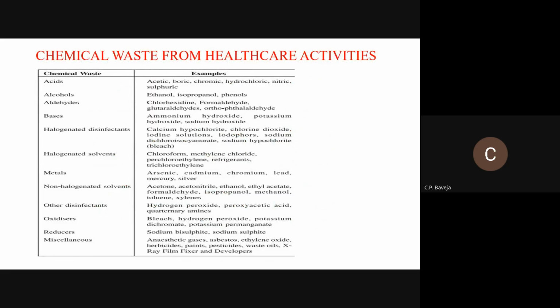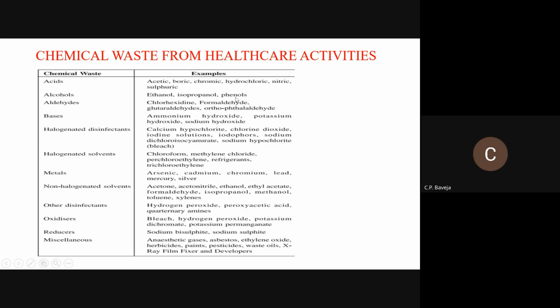So chemical waste and healthcare activities. These are the various chemical wastes and some examples, like acids. These are examples of some acids: acetic acid, boric acid, chromic acid, hydrochloric acid, nitric acid, sulfuric acid. Some alcohols like ethanol, ethyl alcohol, isopropanol. These are commonly used disinfectants.